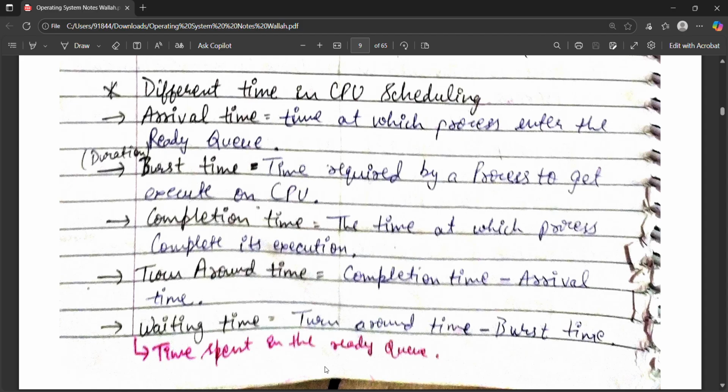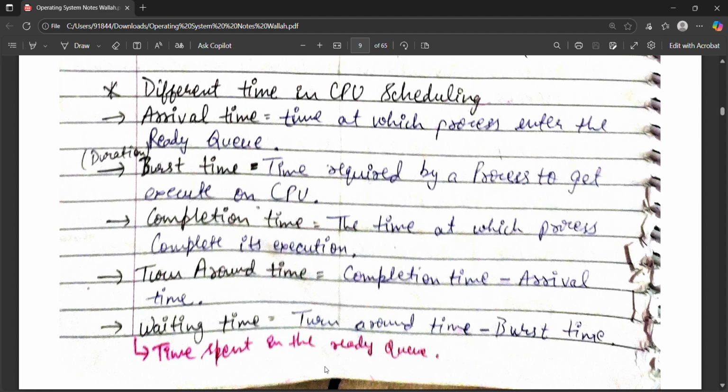If you have learned about data structures, you know a queue is basically a line. It's simply a line which follows the FIFO principle, that is first in first out: whoever comes first gets out first. So a ready queue is like a line, and when you enter the line, that is your arrival time.